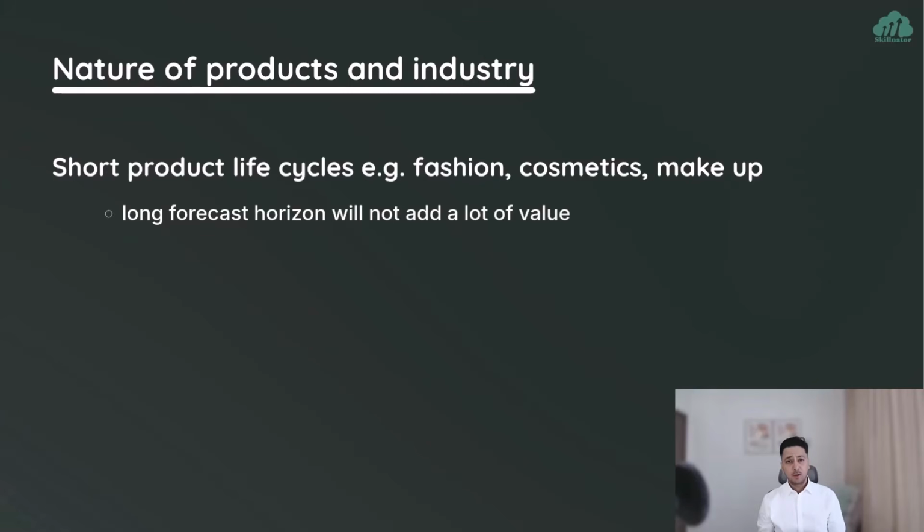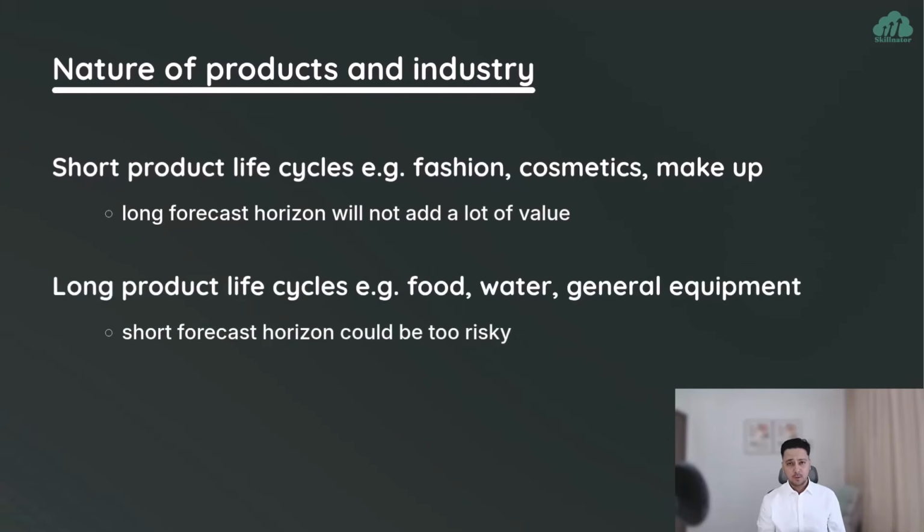On the other hand, in industries with longer product life cycles, a short forecast horizon can be too risky. In these industries, you might have longer lead times for the raw materials, or you might need to invest in equipment for the future. Or let's say your suppliers might be interested in having earlier visibility. So a longer-term forecast horizon can be helpful in this case.